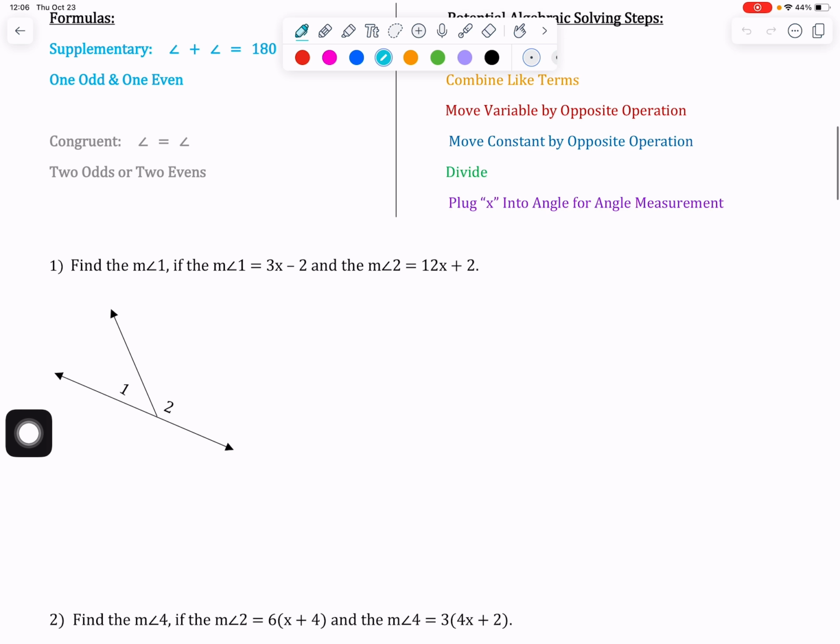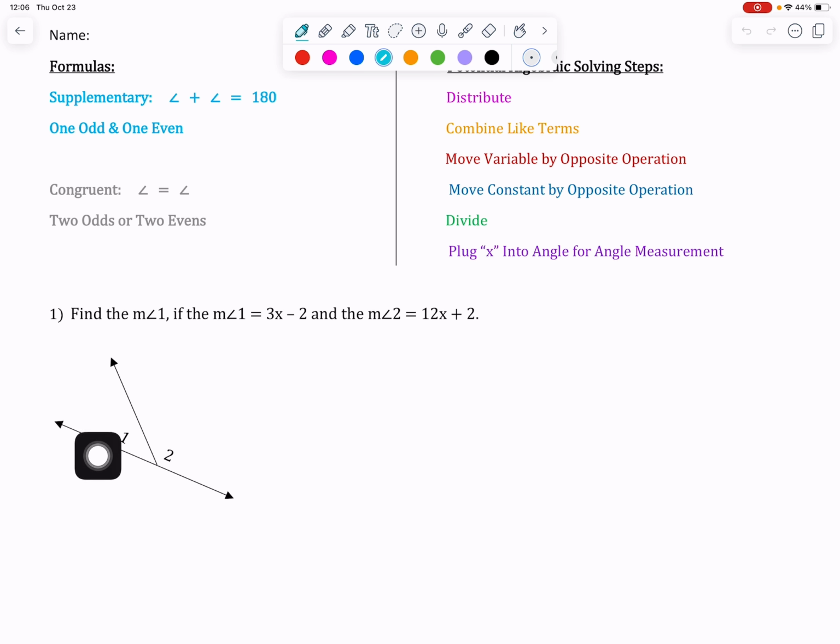Let's just go ahead and take a look at number one. Find the measurement of angle 1. If the measurement of angle 1 equals 3x minus 2, and the measurement of angle 2 equals 12x plus 2, well, we can use the eye test. Whoa, two different sized angles. And are they on a line? They sure are. So these two form a linear pair. Whoa, line. What did we talk about that? Supplementary. Angle plus angle equals 180.